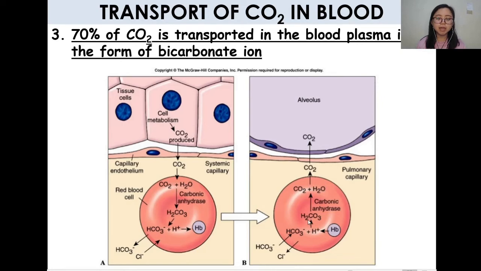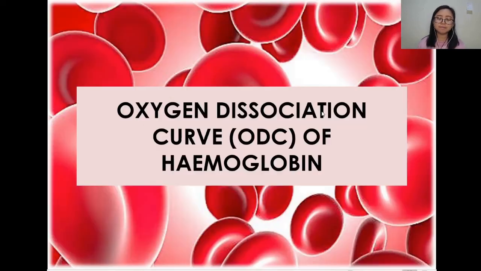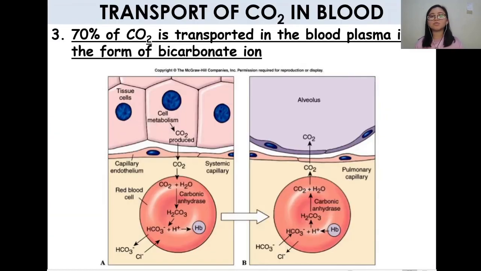Lepas tu bila sampai di alveolus, dia akan keluar dari red blood cell. And then bila sampai di alveolus, dia akan masuk semula dalam red blood cell, dia gabung dengan hydrogen, dia jadi balik H2CO3. Daripada H2CO3, dia pecah lagi kepada CO2 dan air. CO2 diffuse out of red blood cell into plasma, into alveolus. Itu sajalah. So those are the three methods of transporting carbon dioxide in blood.